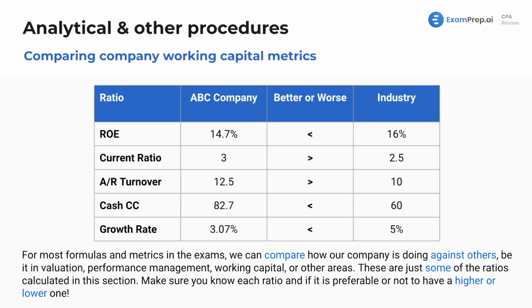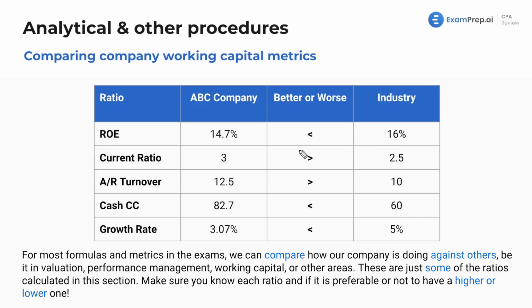Here's a great example of what we could see for any of the exams. We could see this in relation to a sim or multiple choice questions. However, like I was mentioning, we could say here's ABC company, here's the industry, or here's a prior year. We want to compare how are we doing? Well, understanding that a higher return on equity is better. So we see, is it better or worse? Well, the industry is doing better.